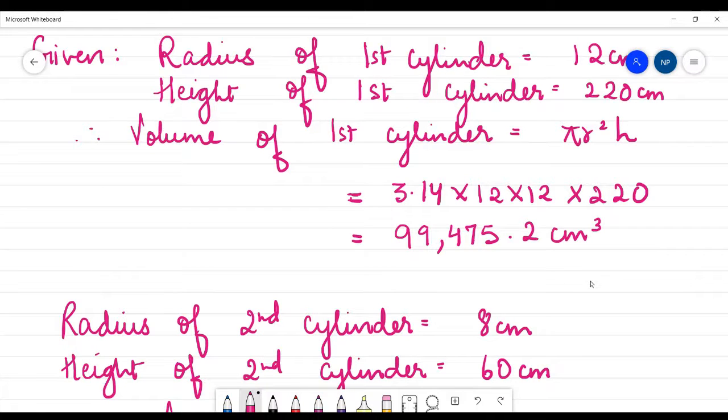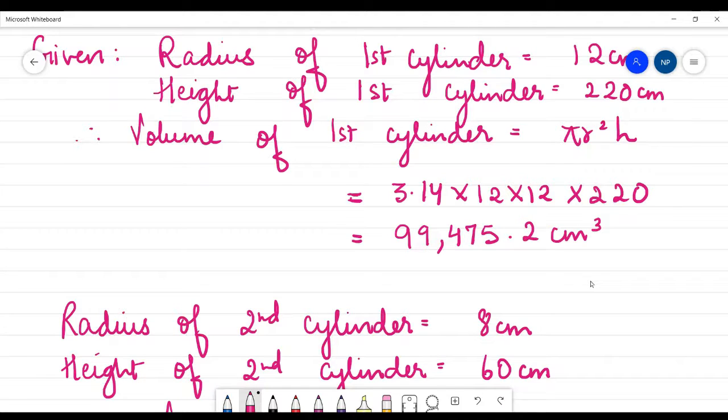It is given in the question that the radius of the first cylinder is 12 centimeter, height of the first cylinder is 220 centimeter. Now to find the mass of the pole, first of all we need to find out the volume of the two cylinders. Combined, these two are forming a pole.